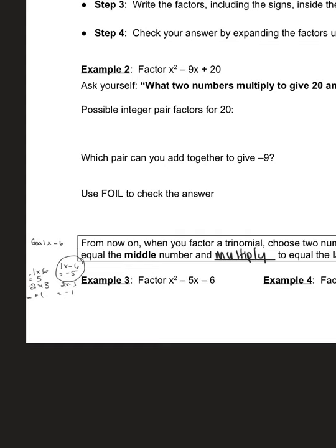So once I have those, now I'm going to write my two brackets. I'm going to put my numbers, a plus 1 and a negative 6, and x's in front. Okay? And this is what we were talking about yesterday.